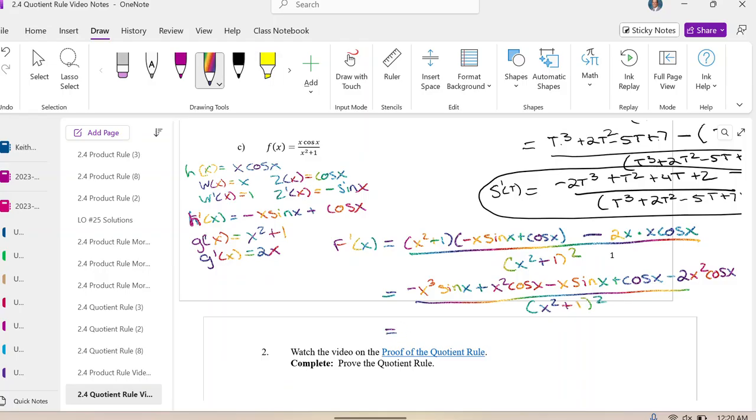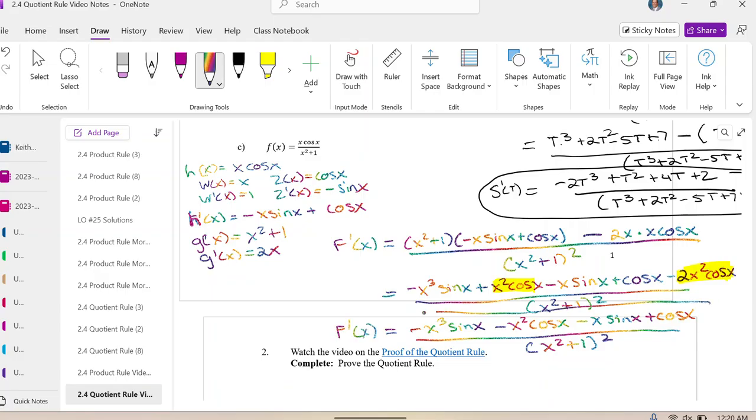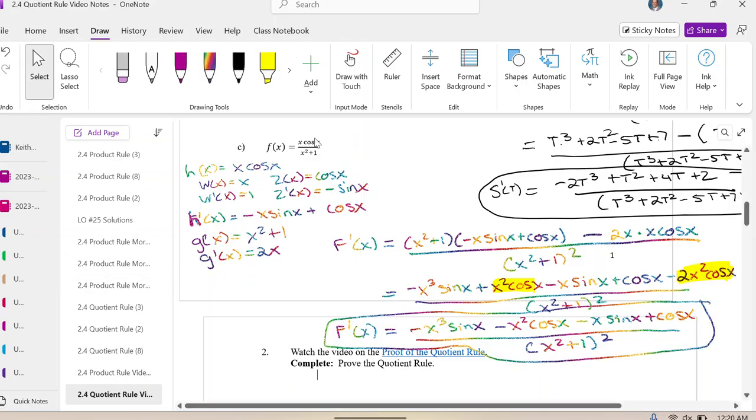So notice we do have one like term that we can simplify. We have the x squared cosine x and the 2x squared cosine x. We can make that into negative x squared cosine x. Otherwise, we can't combine any of the other ones. So we just leave them all over x squared plus 1 squared. And that is your derivative for that one. But that was an example where you had to use the product rule and the quotient rule.